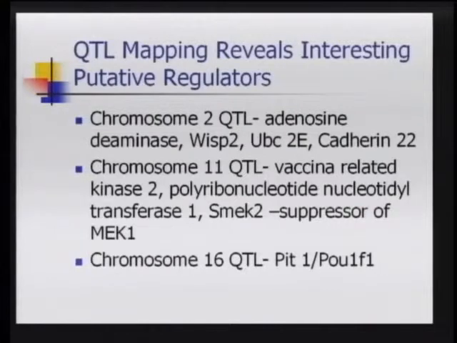Some of these other genes that are listed here, PIT1 and SMEC2, are actually genes that are involved in neural development. And of course, myelin basic protein is a neurodevelopmental protein, so it makes sense that they would be in those places in the genome where it might control the expression of myelin basic protein.